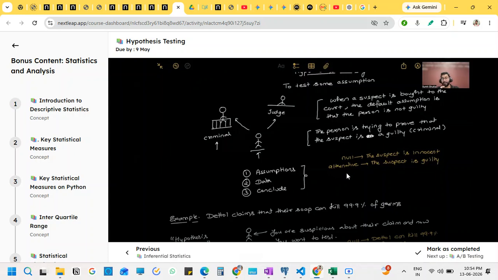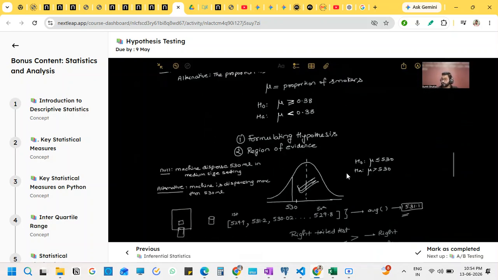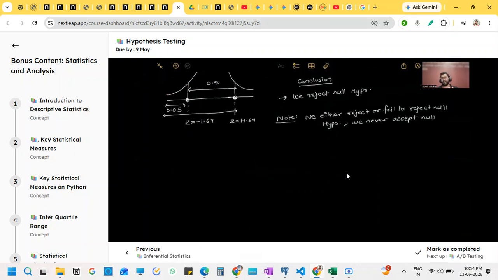The reason we are unable to prove this person as a criminal is because of the lack of evidence and lack of documents. So there might be chances that moving forward, I get more documents, I might get more evidences that may prove that this person is a criminal. But as of now, due to the lack of evidence, due to the lack of documents, I am saying I fail to prove that this person is criminal. I am not saying that this person is innocent. So that is the reason we always say we reject null or we fail to reject null. We never accept null. Is this clear, everyone?